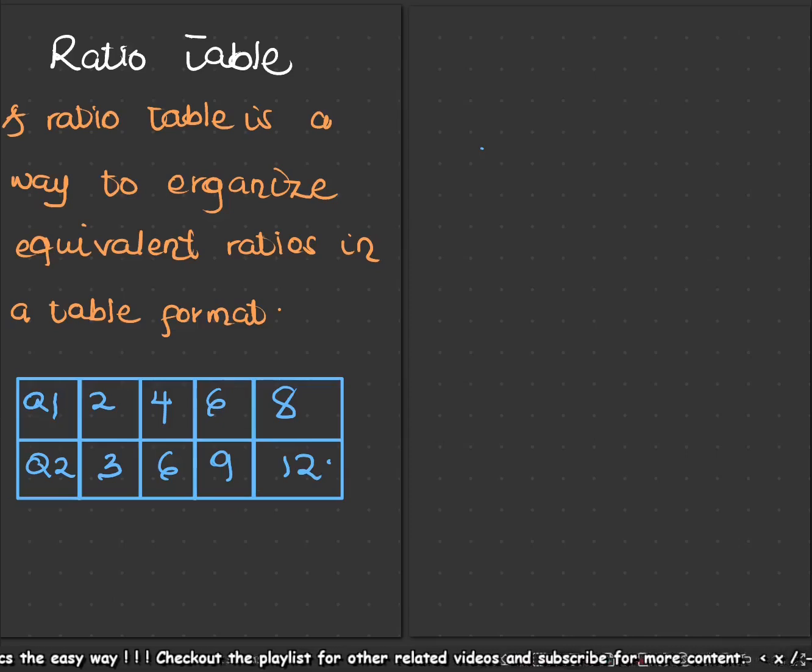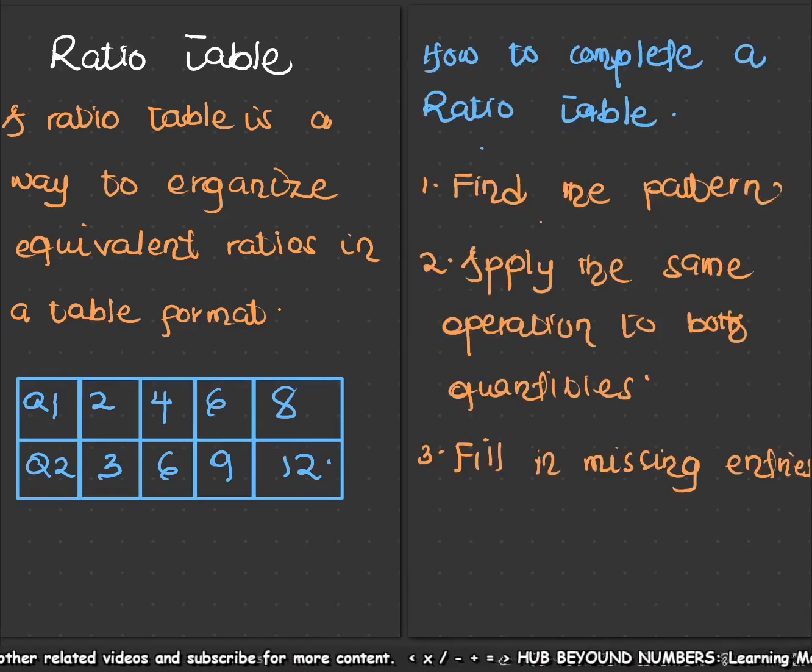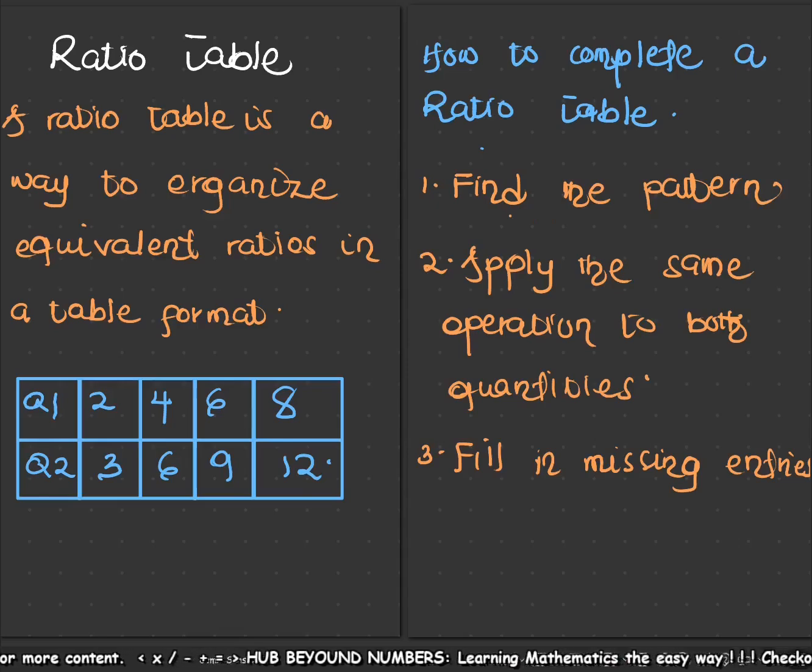Now, how do we complete these ratio tables? How do we complete them? If you want to complete these ratio tables, first of all, you need to find the pattern, right? So if you have the table as you see over here, you have to find the pattern. What is going on with one quantity? Is it being increased by a factor or is it being reduced? You see, so you try and identify that pattern. Now, if you identify that pattern for one of the quantities, you apply the same thing to both quantities.